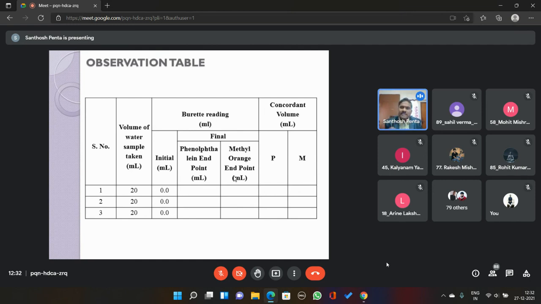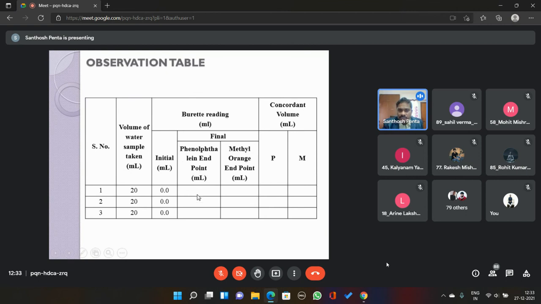Initially pipette out 20 ml of water sample and add phenolphthalein indicator to this conical flask. If the solution turns pink, that indicates that either hydroxide or carbonate or bicarbonate ions may be there, or hydroxide and carbonate ions may be there. The initial color is pink. Then continue the titration. Here this is 0, and the solution is pink. Continue the titration with acidic solution. When the solution turns colorless, stop the titration. Note down the acid volume. This is the end point using phenolphthalein indicator.